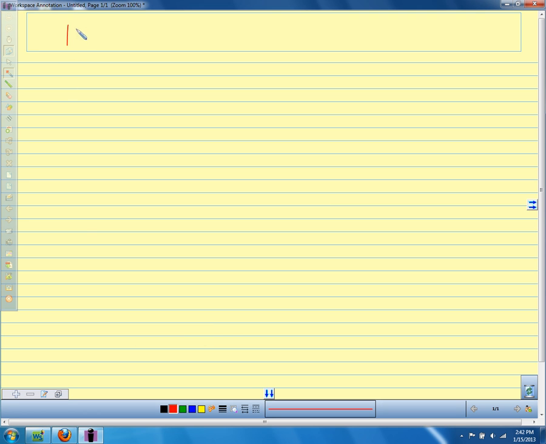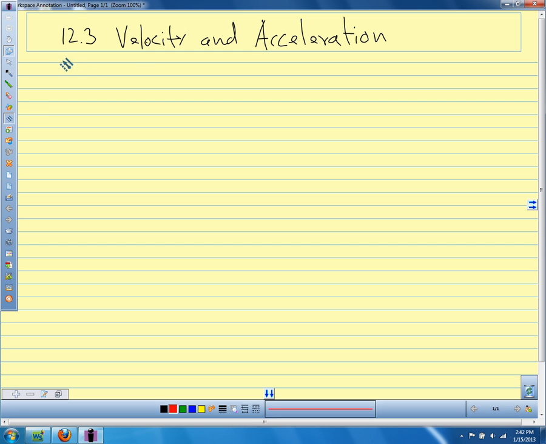Alright, so we're in section 12.3. We're going to talk about velocity and acceleration. And the idea here is we're going to take what we know about vector valued functions, and use that to describe motion in the plane or motion in space.